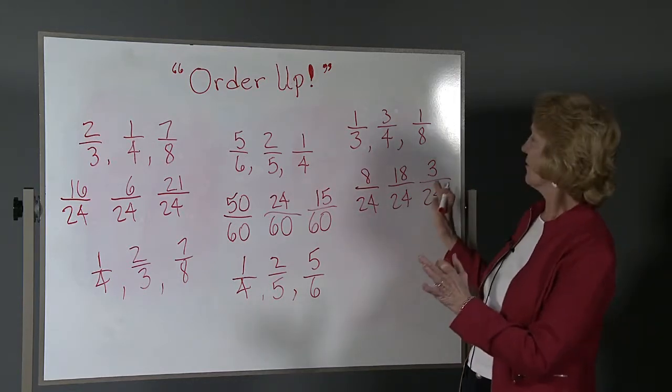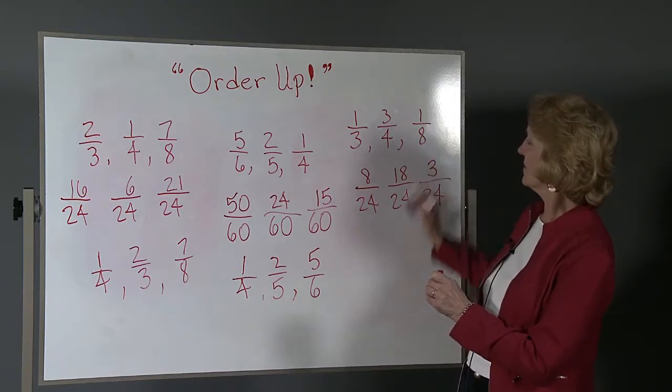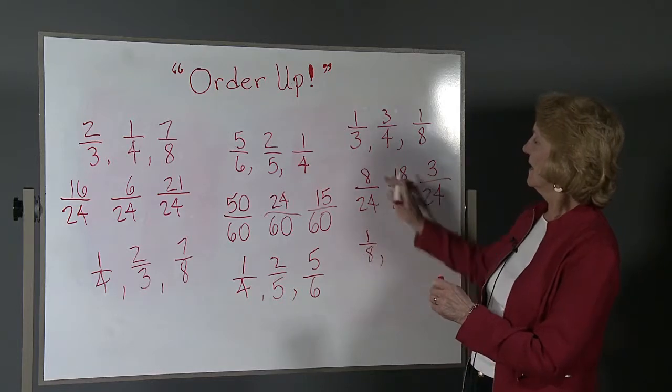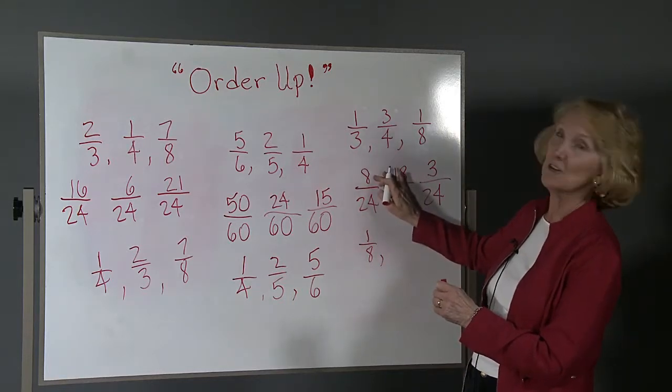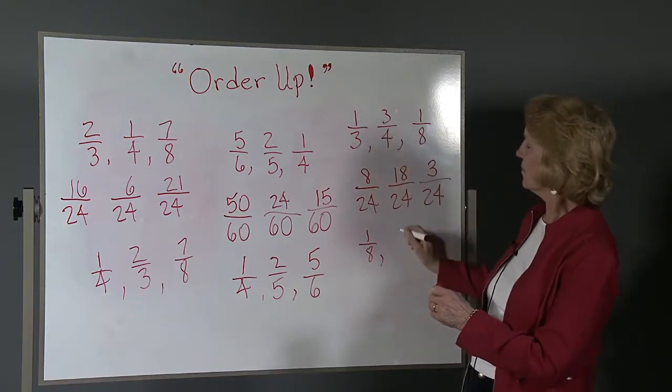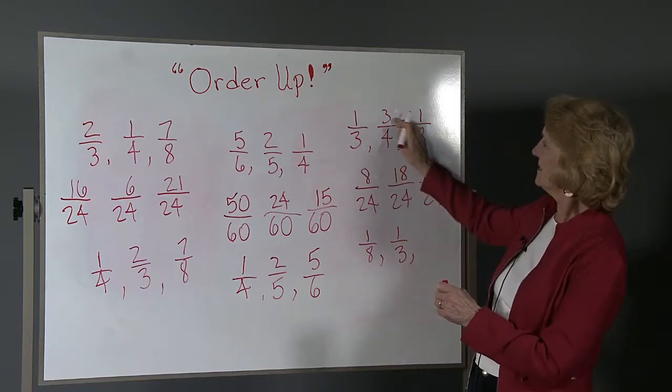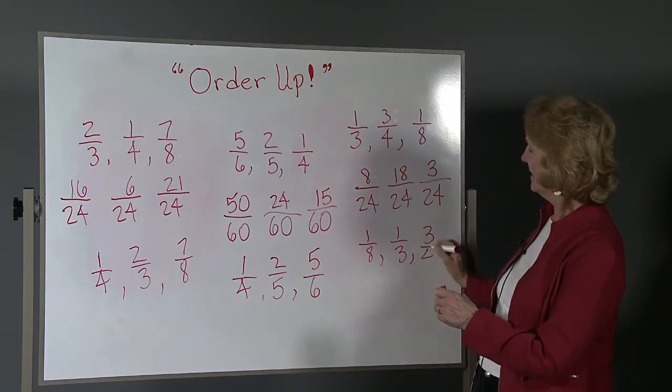Now you put them in order. This is the smallest numerator, so that's the 1/8. Then we look at this numerator, 8. It's our next smallest, so that's the 1/3, which means the 3/4 had to be the last one.